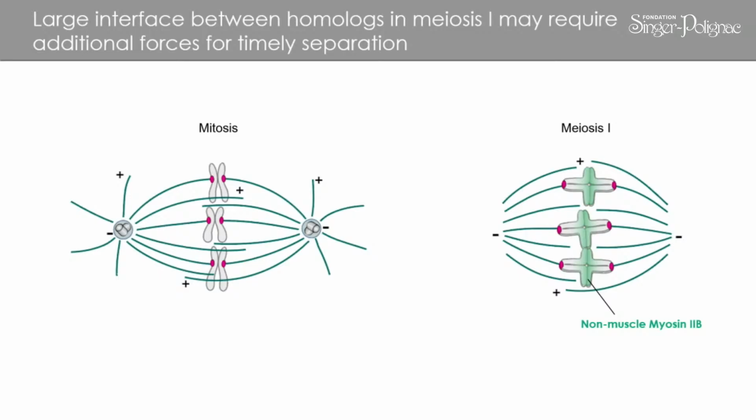But an interesting difference is that in mitosis, there's only a very small interface that needs to be separated. You only have cohesion in the pericentromeric region, and you need to separate the chromosomes in this region. But in meiosis 1, you've got this really large interface where meiotic recombination has occurred and where a lot of cohesion, a lot of DNA needs to be separated apart. And it's very possible that this difference in geometry may make additional mechanisms necessary that help to move the chromosomes away from each other.